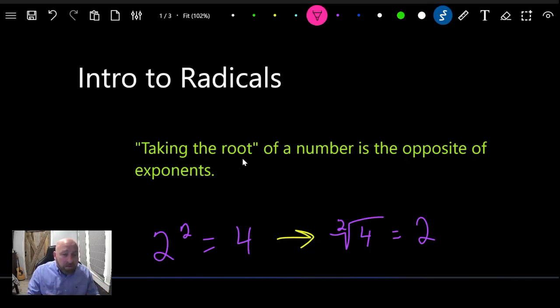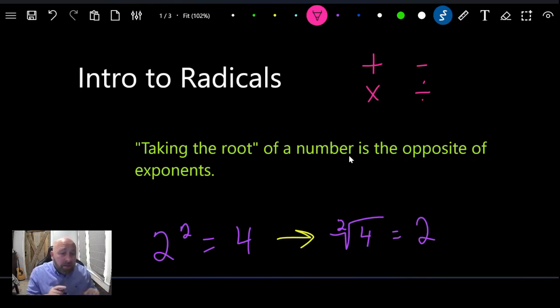So the first thing that I want to talk to you about is that taking the root of a number is the opposite of exponents. Let's set this up just a little bit. What is the opposite of an addition sign in math? If I say we add something, what is the opposite of adding? Well, it's subtracting, right? What is the opposite of multiplication in math? Well, it's dividing, okay?